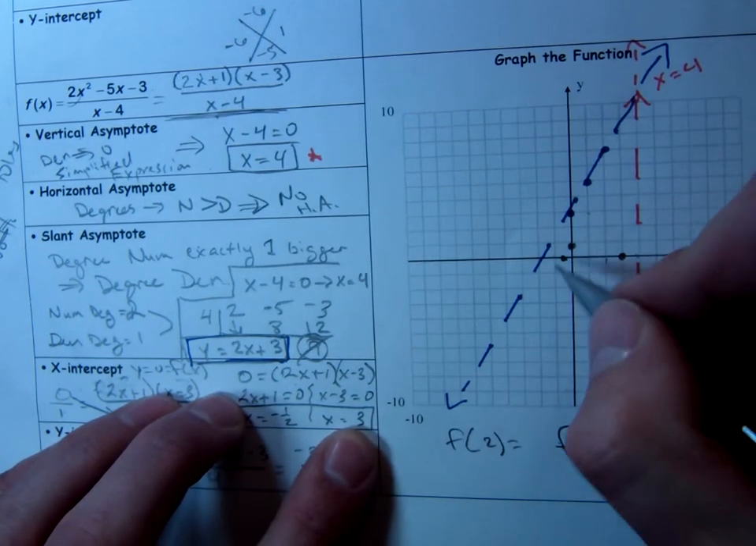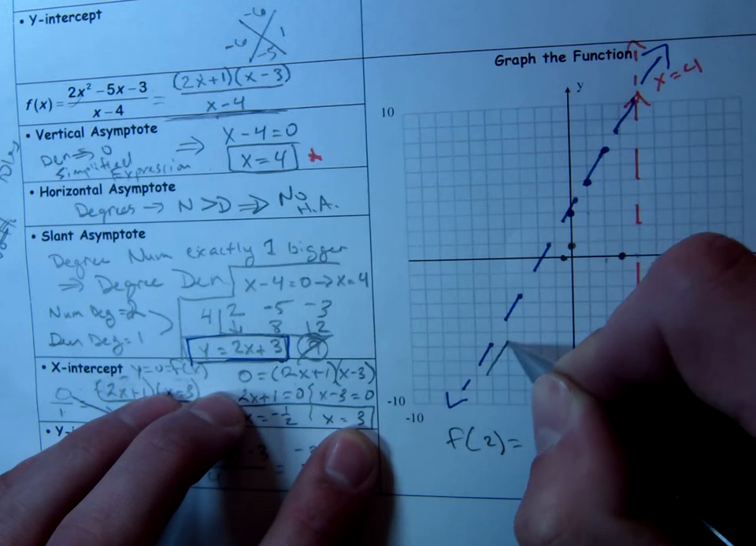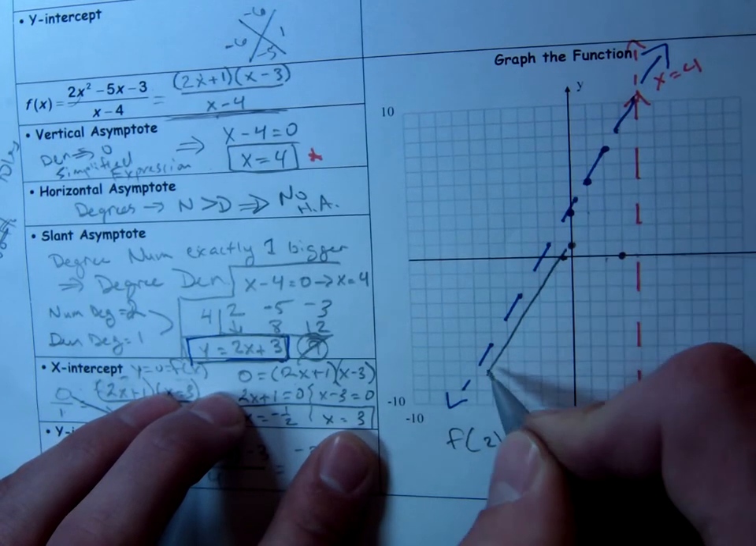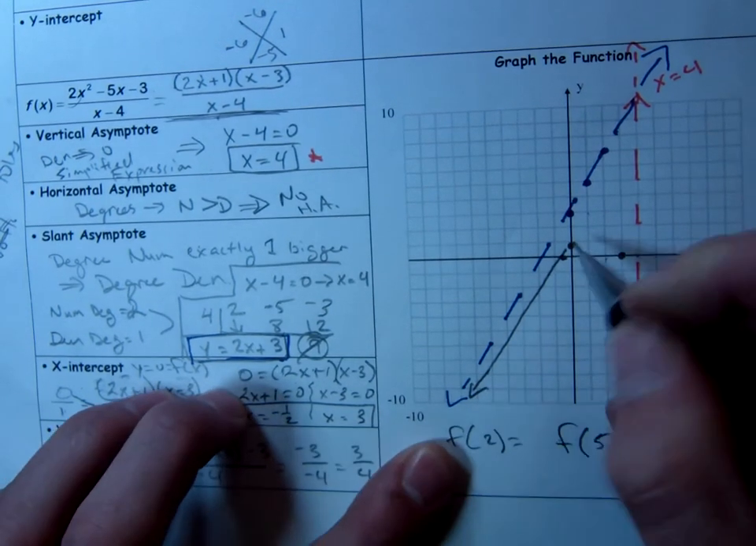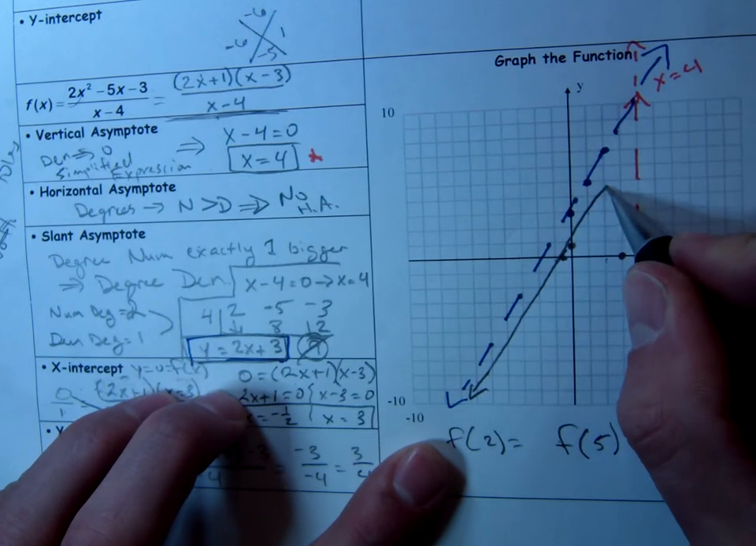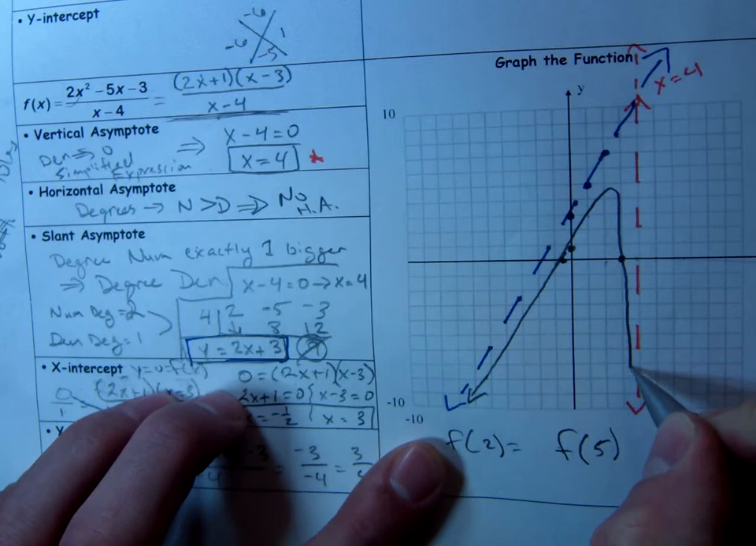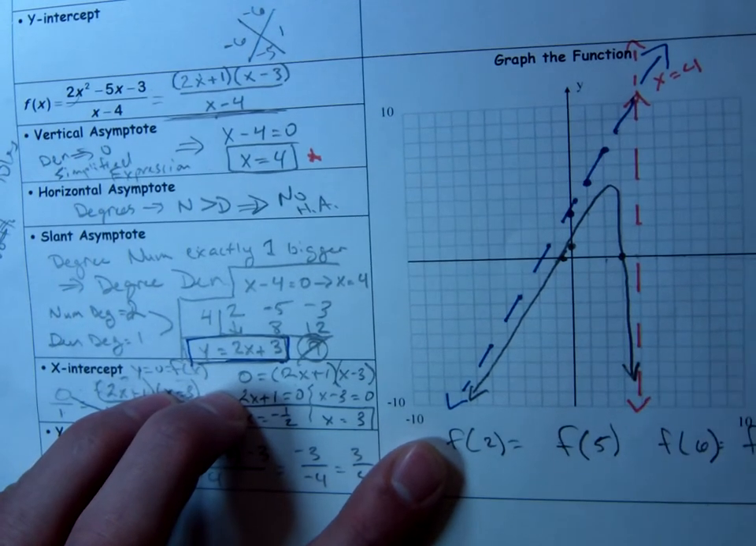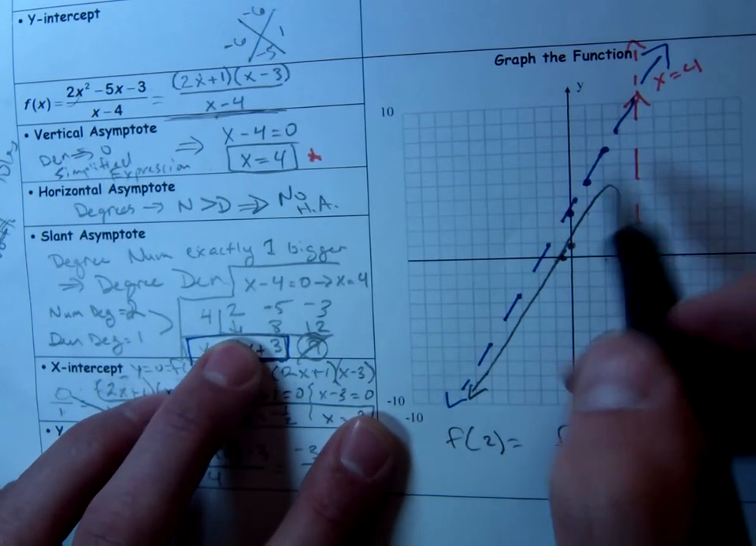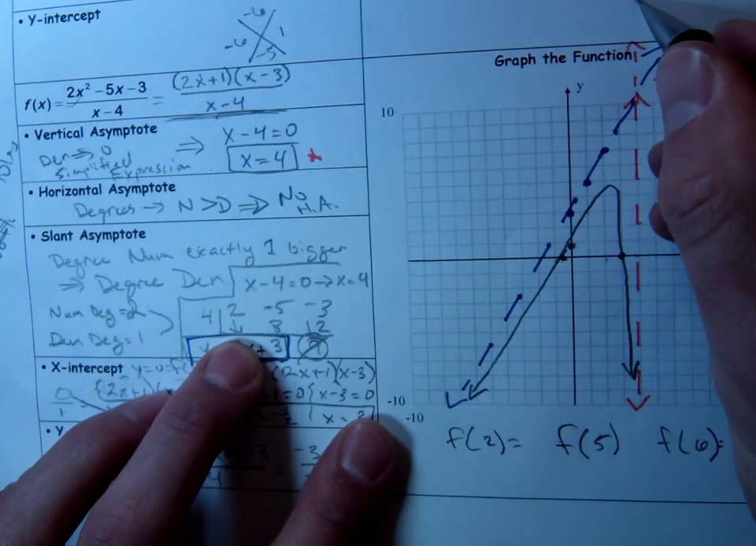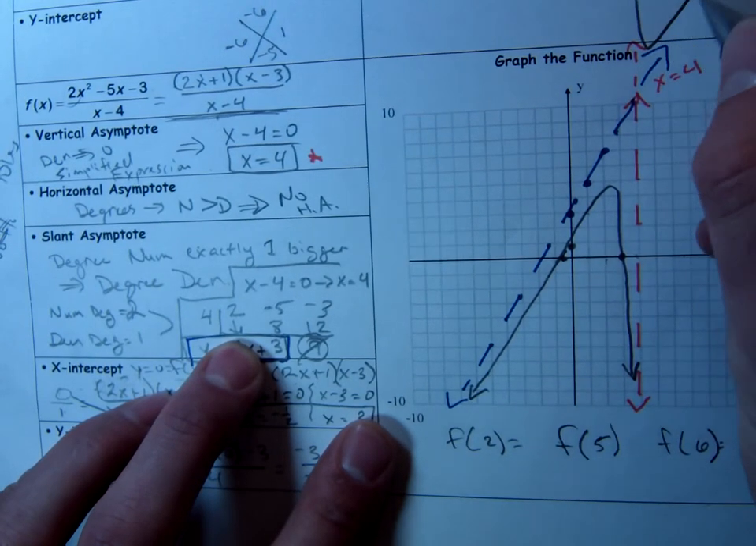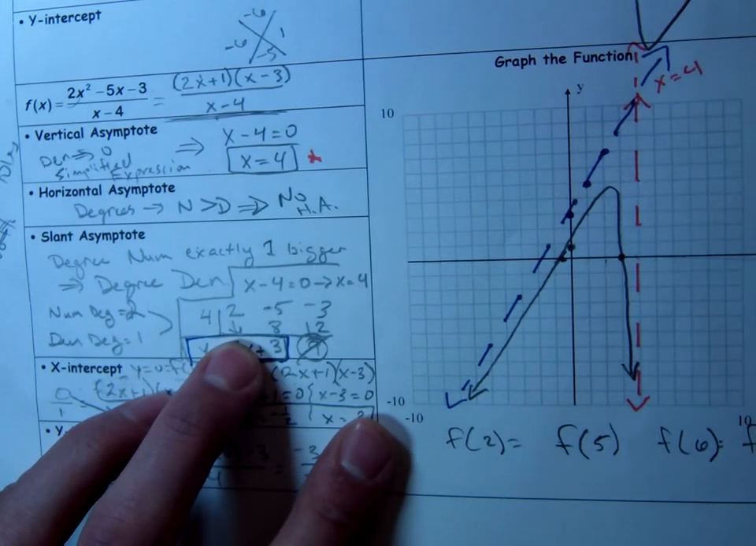But basically, you're going to get a curve that as it travels farther to the left, it'll get closer and closer to your slant asymptote. And then it'll curve up, and it'll curve back down. And then as it travels down, it'll get closer and closer to your vertical asymptote. And then it'll mirror that up here. It'll be something to that effect.